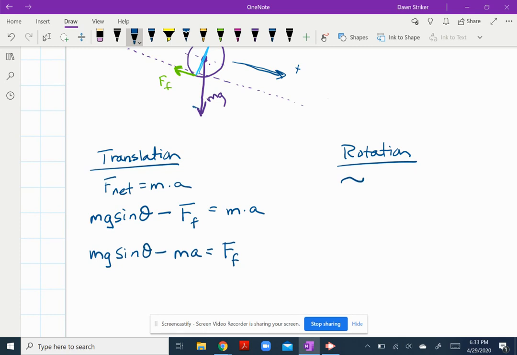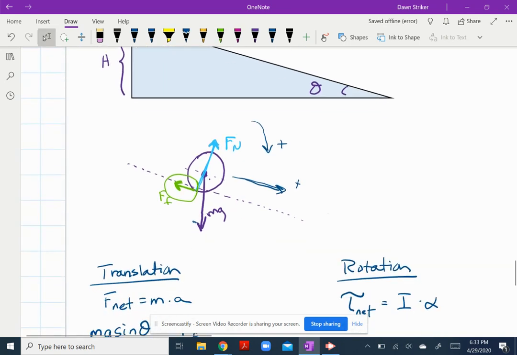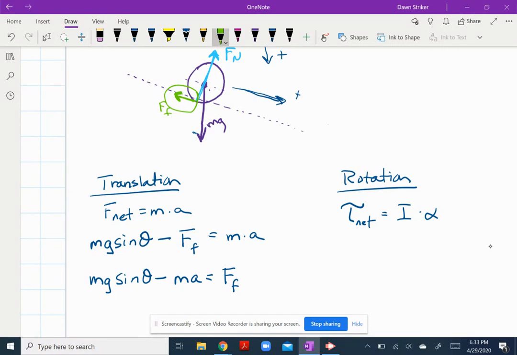Rotation. Torque net equals I alpha. Torques are force times radial distance times the sine of the angle in between. In my case here, the only force that causes a torque is the one acting at the edge, acting tangent to that ball. So it sort of touches the edge of the ball. The other two forces go through the center of mass, and so the radial distance would be 0. They do not apply any torque. So my torque comes from the force of friction.